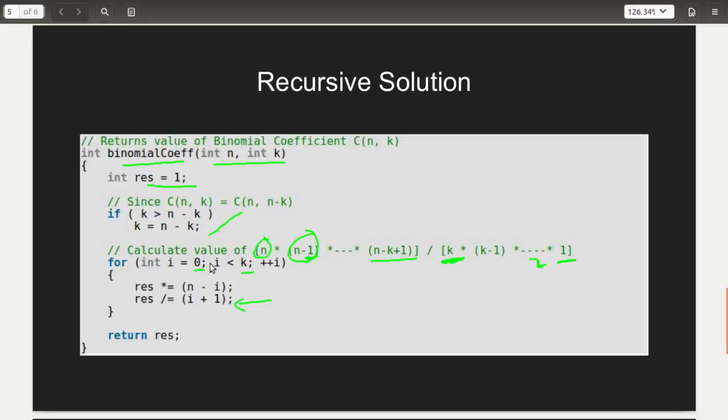Eventually when we exit this loop, we have the value of nCk in our result variable. So we finally return that value. So this is a space optimized as well as time optimized solution.